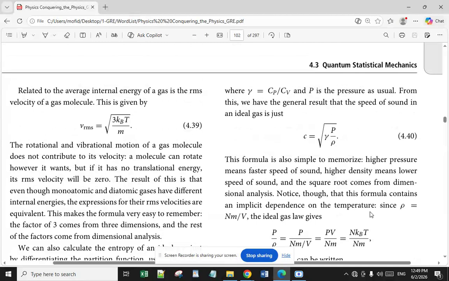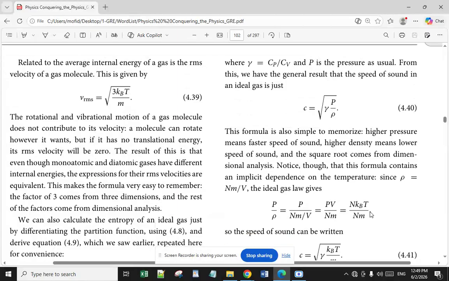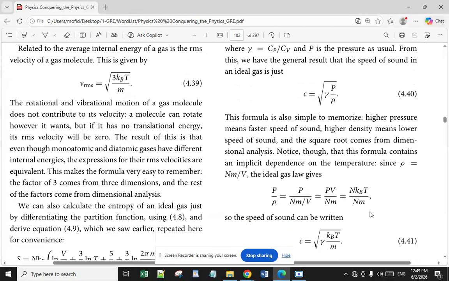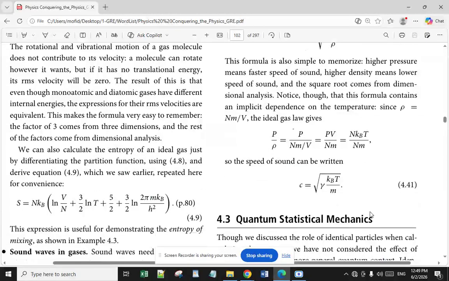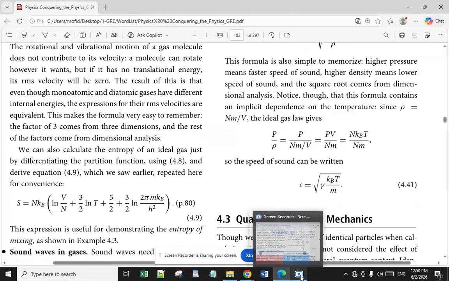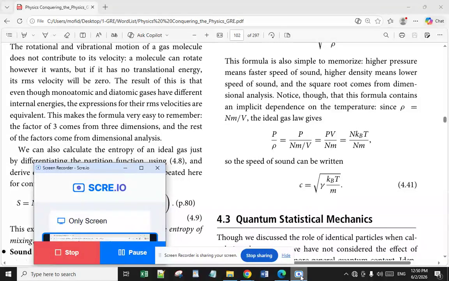Notice that this formula contains an implicit dependence on the temperature, since rho is equal to N m divided by V. The ideal gas law gives P divided by rho, or pressure divided by density, is equal to PV divided by N m, which is equal to N k_B T divided by N m, so that the speed of sound can be written c equal to the square root of gamma k_B T divided by m.